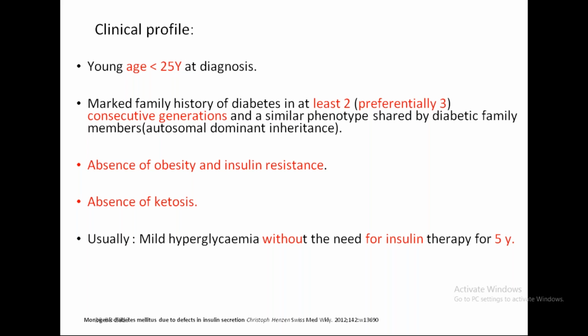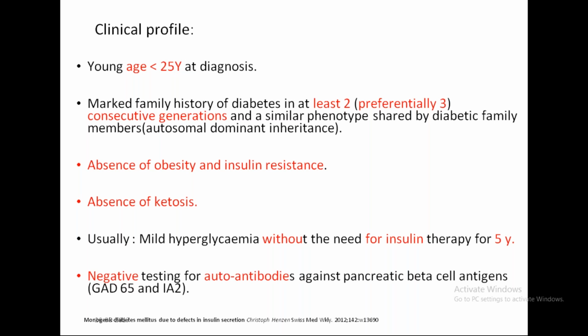If at all there is a family history of diabetes, you can think in terms of MODY, because in type 1 diabetes there is no family history, and here there is absence of obesity and insulin resistance, which is usually present in type 2. It is not like type 1, it is not like type 2, so it is a different one compared to these two. And there won't be any kind of ketosis, because this hyperglycemia is not very severe where they form ketosis or ketoacidosis. And usually there is mild hyperglycemia without the need of insulin therapy for around 5 years.